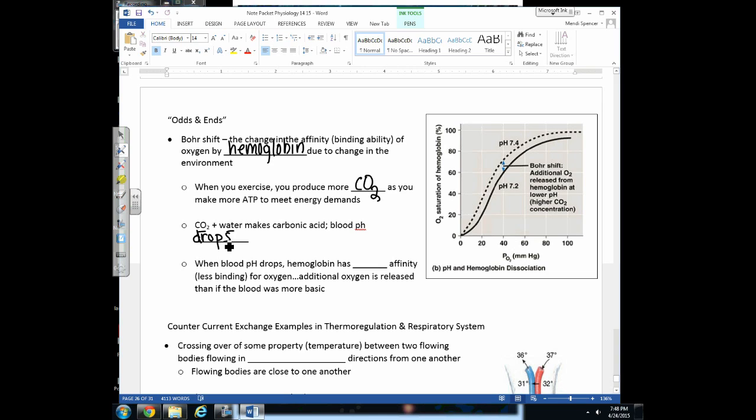When blood becomes more acidic, the hemoglobin in those red blood cells has a lower affinity for oxygen. It doesn't want to hold on to it. It actually has more of a tendency to release it.